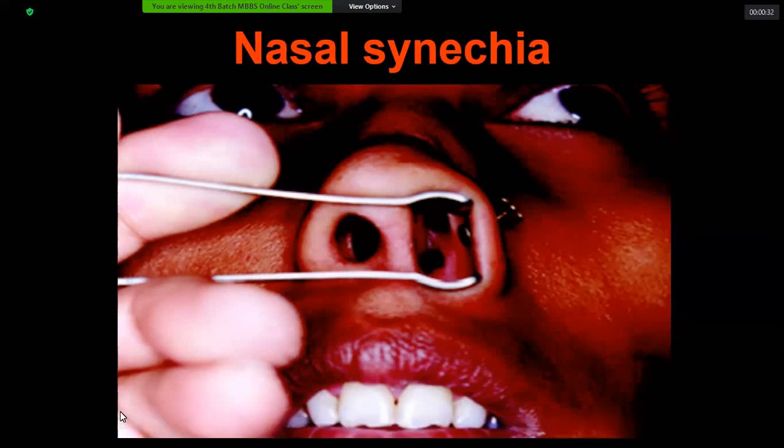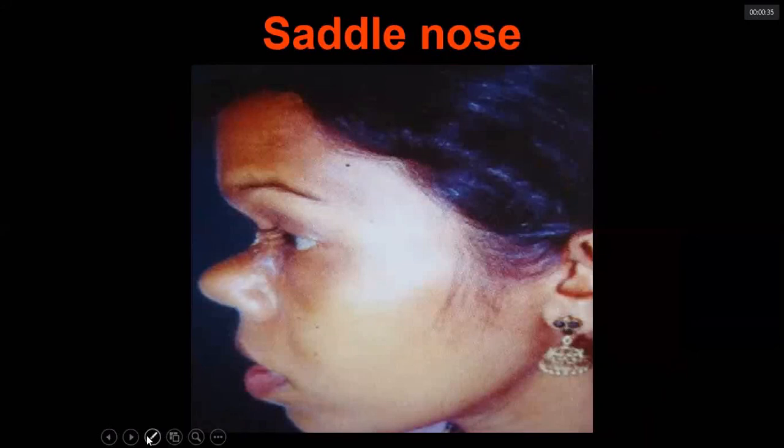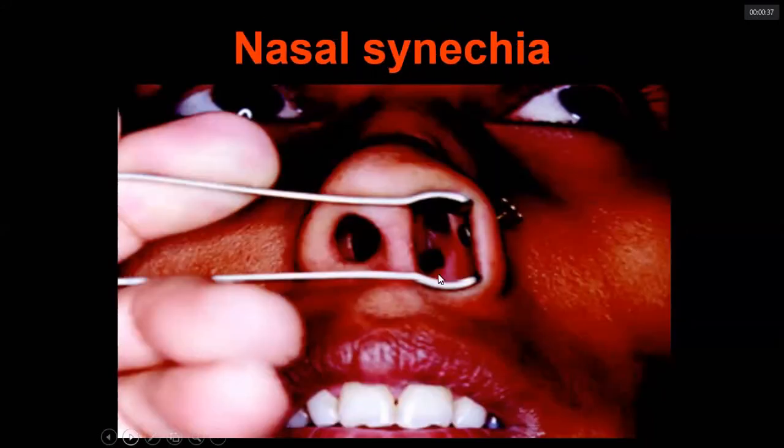Okay, no big issue. So this is saddle nose. We have already seen this image. And this is synechia. Probably you are hearing this word for the first time. The patient was operated on his nasal septum. But what happened? There is the granulation that resulted between the medial wall and the lateral wall, right? And then that formed the synechia. So synechia is also a direct complication of nasal surgeries.